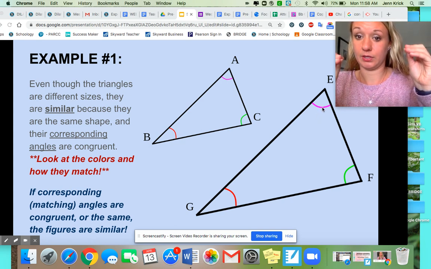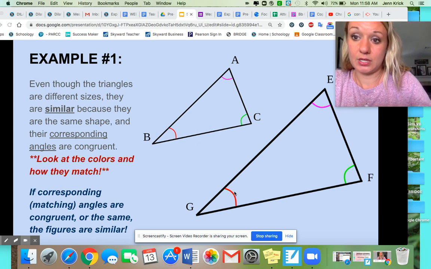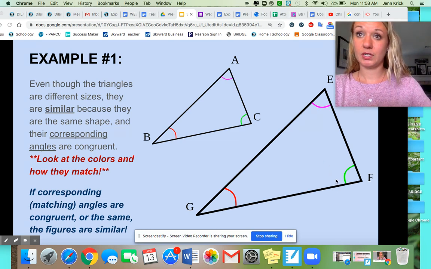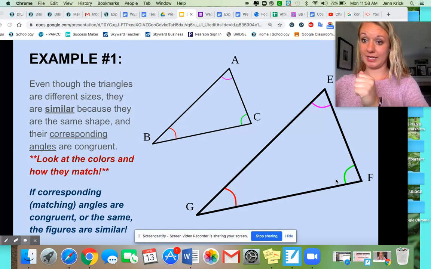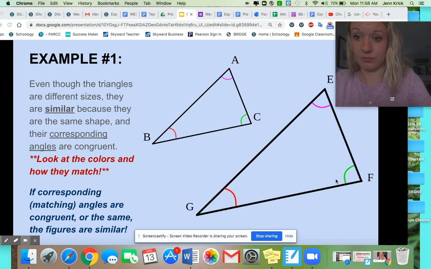So notice A and E are the same. They have congruent angles because they're the same color, same marking. Angle B and G, those are both congruent, same color, same marking. And then C and F are congruent, same color, same marking. Because those two figures have congruent and corresponding angles all together, that would make them similar. Let's look at another example to prove that.